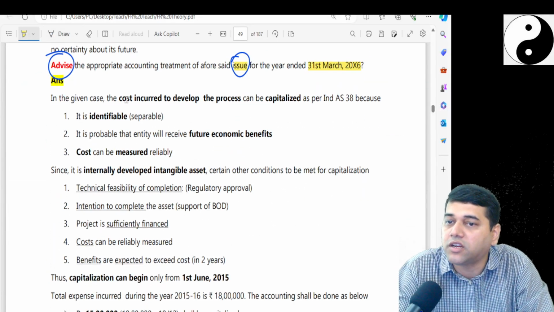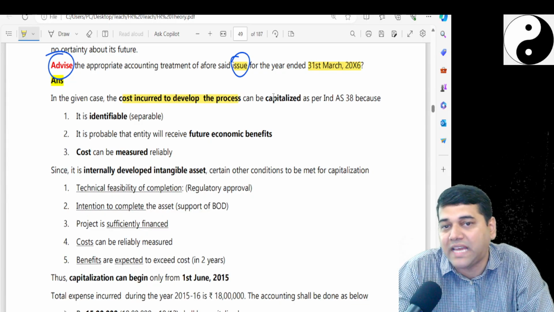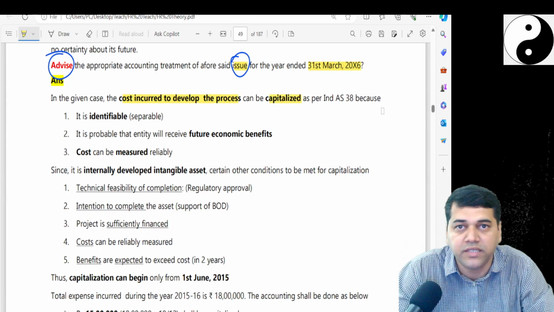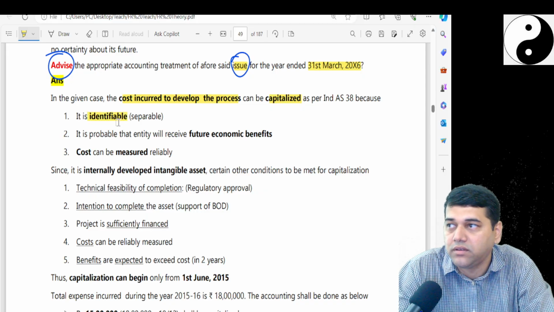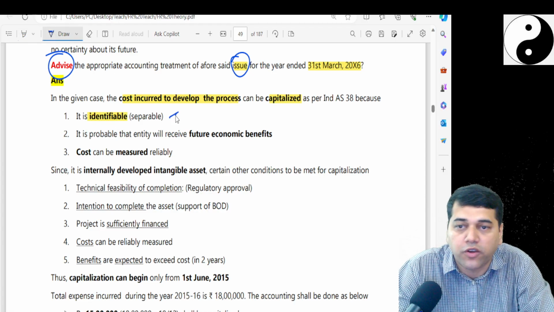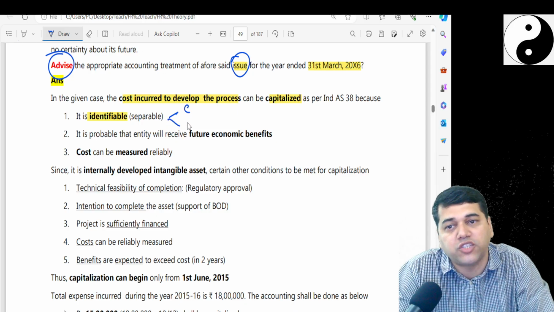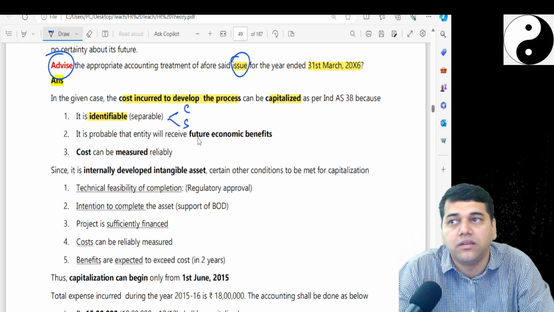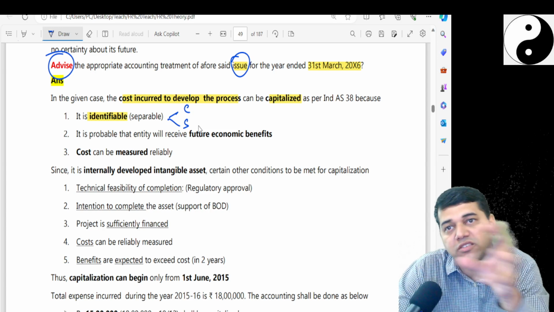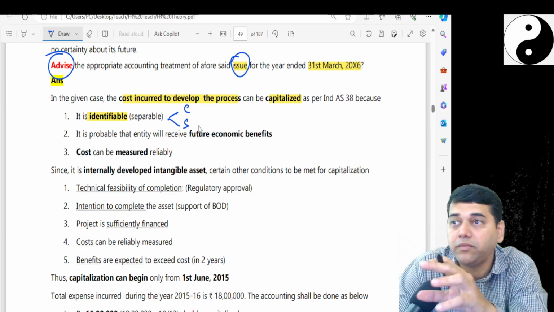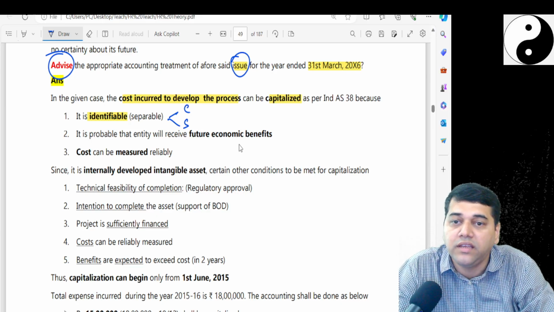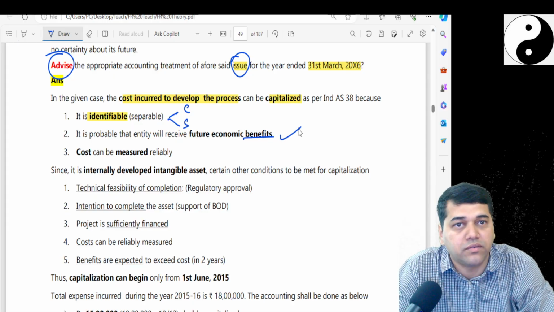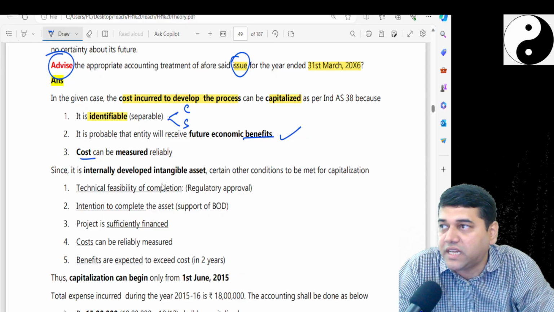First of all, the cost incurred to develop the process can be capitalized as per Ind AS 38 because it is identifiable. How do you know it is identifiable? There are two elements for identifiability: contractual or separable. Is this process contractual or separable? Separable, because somebody offered, give me that technology, I will give you. Yes, it will give you future economic benefits. And you can measure the cost, 18 lakh.